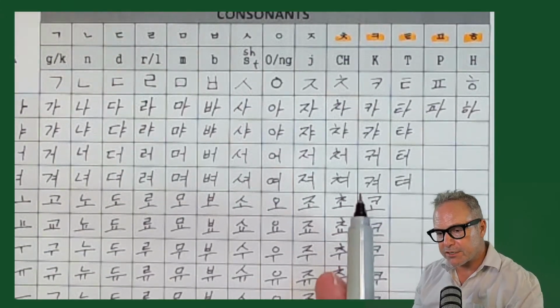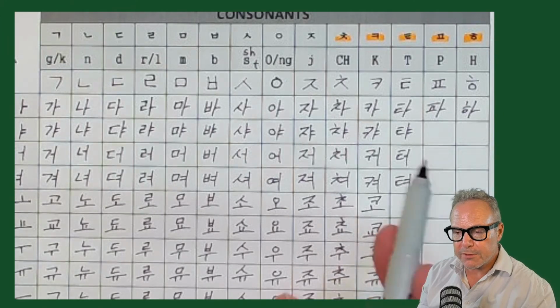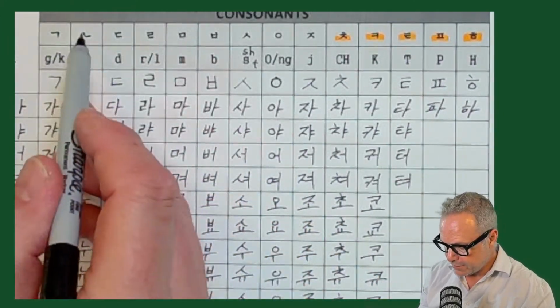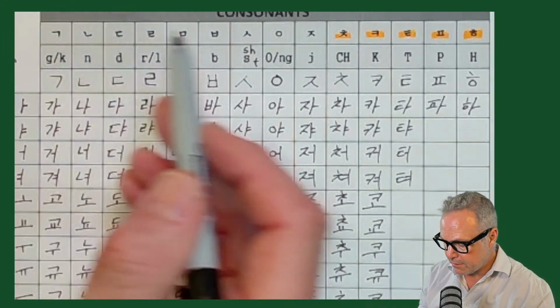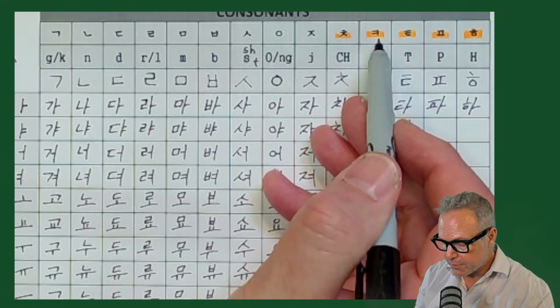What changes in how they're written? Are there similarities between them? If this is the non-aspirated and this is the aspirated, what changed there?